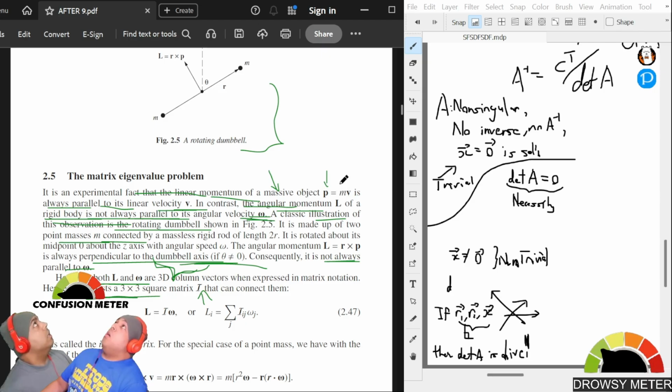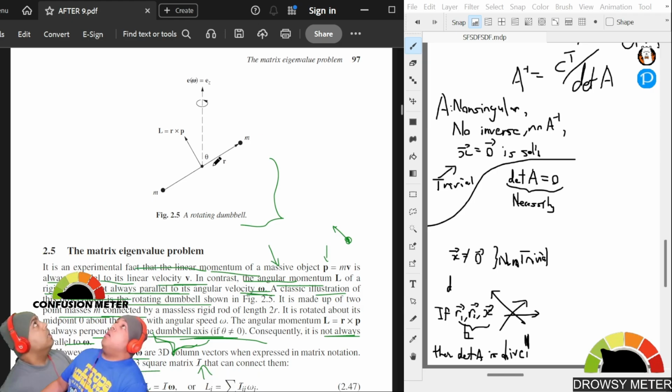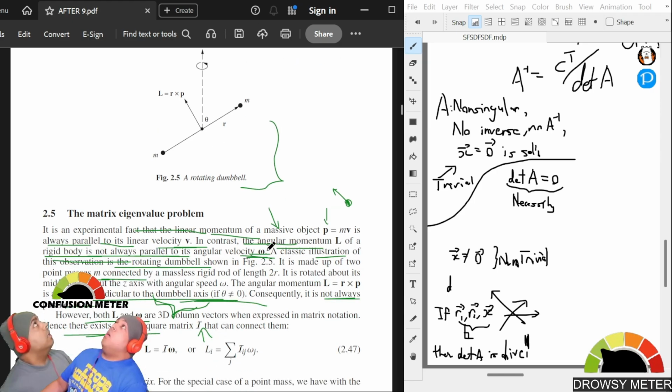Linear momentum, P equals mv, is always parallel. So you push an object in this direction, boom, the momentum is calculated along this direction. Angular stuff has always been a confusion point for me, for momentum specifically, because the direction of this doesn't really make much sense to me. The angular momentum L of a rigid body is not always parallel to its angular velocity.